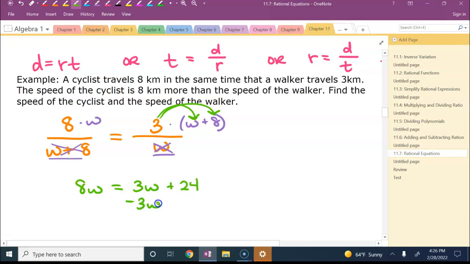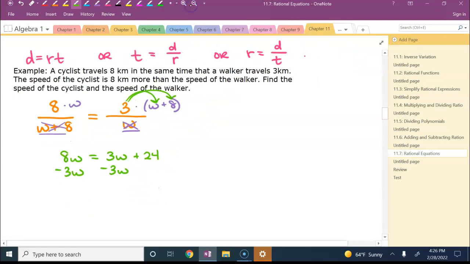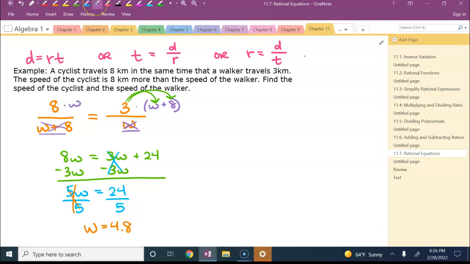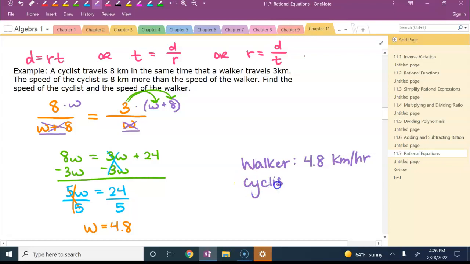I'm going to subtract 3W. So 5W equals 24, and then divide by 5. And we get 4.8 for W. So, to conclude what's going on here, our walker is going 4.8 kilometers per hour. And our person on the bicycle, the cyclist, they're going 8 more. So 4.8 plus 8 would be 12.8 kilometers per hour.